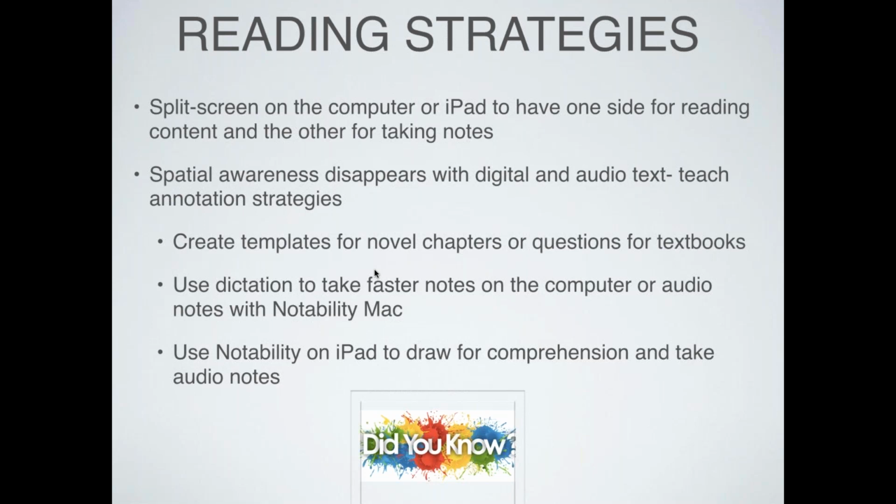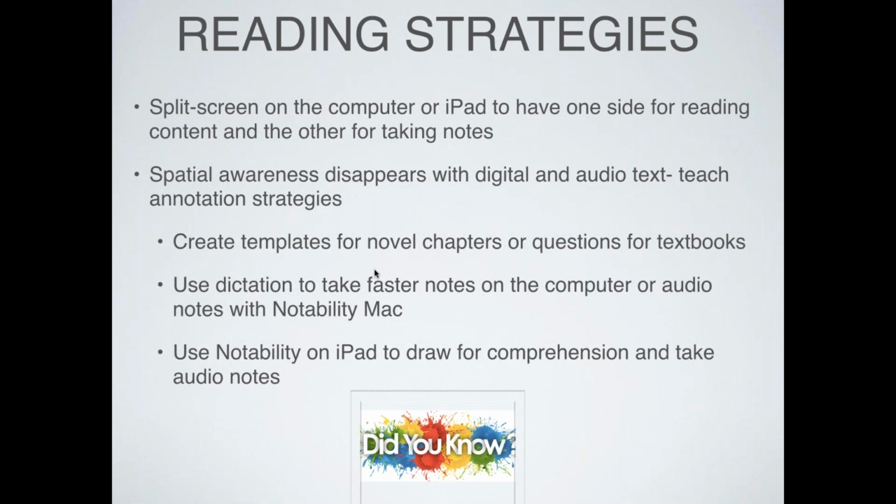Spatial awareness disappears with digital and audio text. So this is important because you need to consider this and take annotation or note-taking strategies. So for example, when you think about if you're holding a physical book in your hands and you've read sections of it, you're like, oh yeah, I remember that was at the beginning of the book, the middle of the book, or at the beginning of this chapter. Well, when we're listening to digital text or when we're listening to audio, and maybe we don't even have text visible, we have no idea where that was in the book. When we're scrolling hundreds of pages of digital text, we don't really have an idea where that was either.